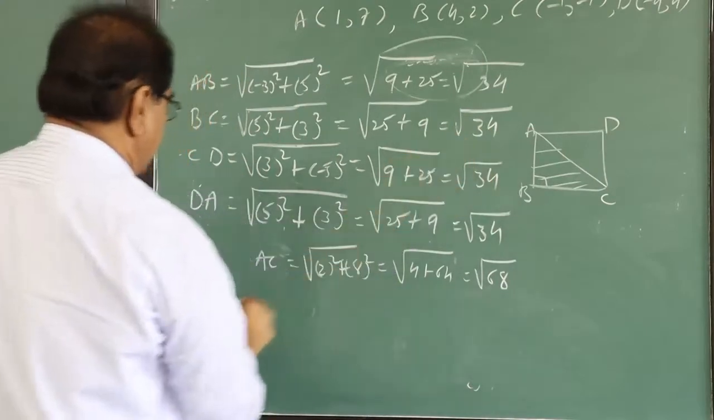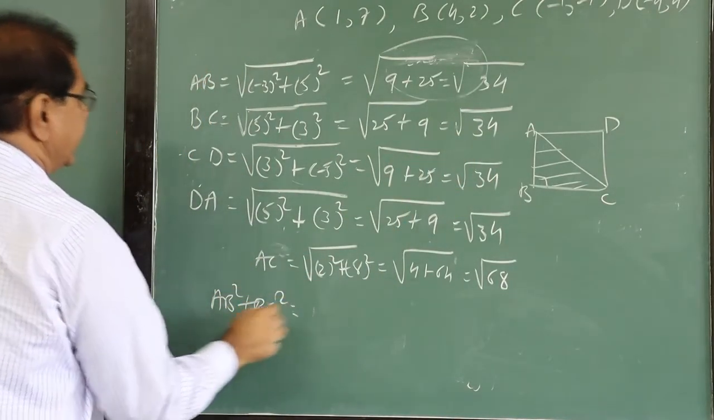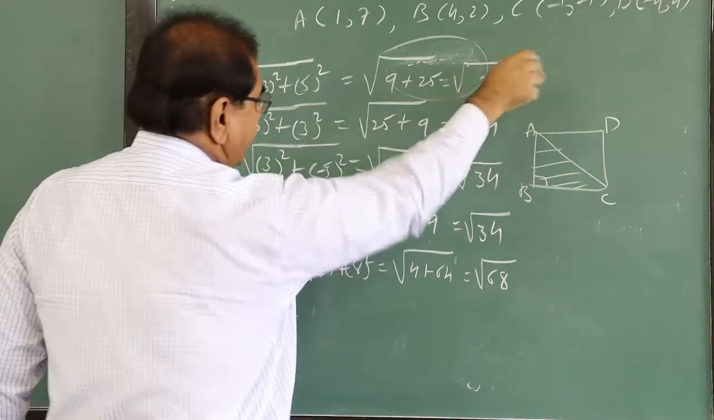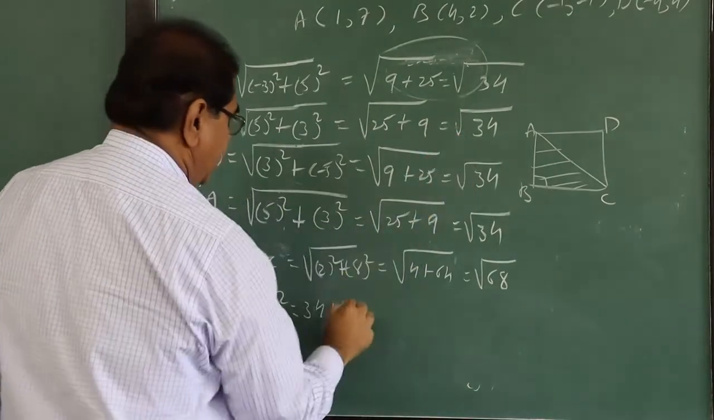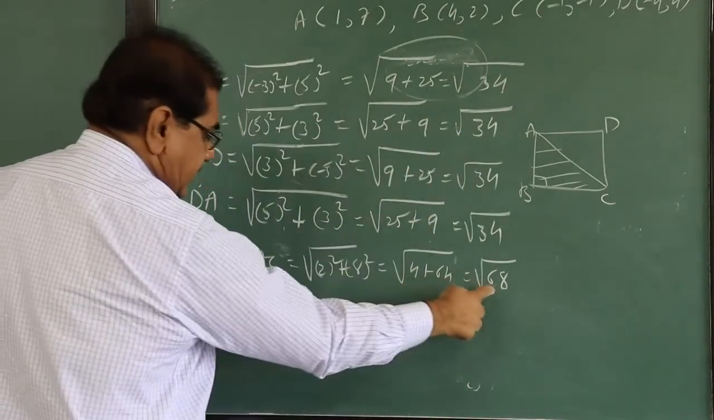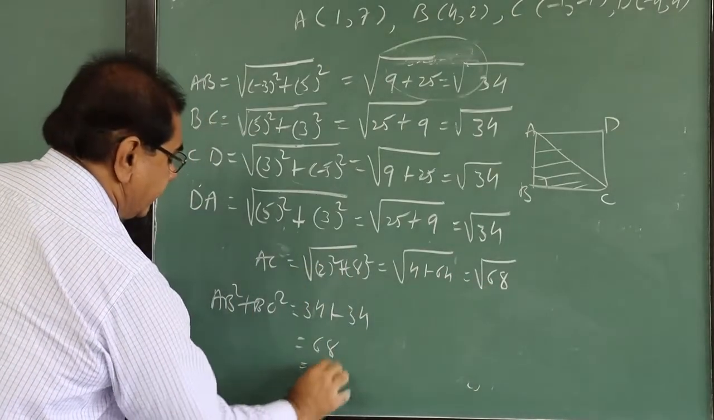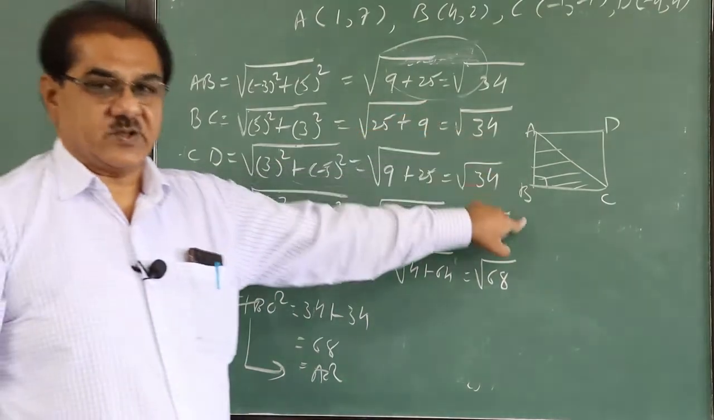Now you apply the formula. AB square plus BC square. AB square is what? The square root is gone, 34. BC square, the root is gone, 34. So it is equal to 68, and 68 is the square of AC. So the Pythagoras rule is established. So yes, it is a square.